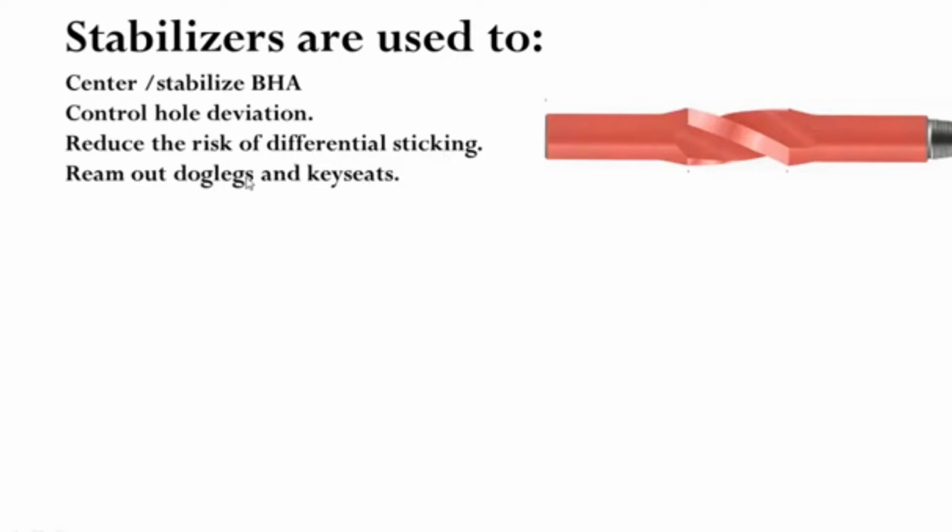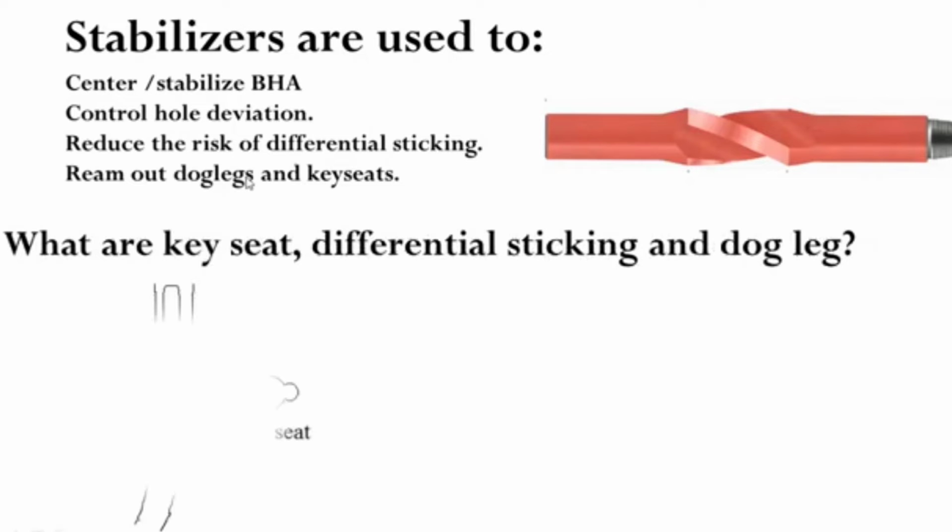So first one is the key seat. The key seat is a groove or small hole created in the drilled hole because of lateral forces acting on the drill string. So key seat looks like this: this is the main bore, and this one is the small hole created inside the drilled hole, and this is called key seat.